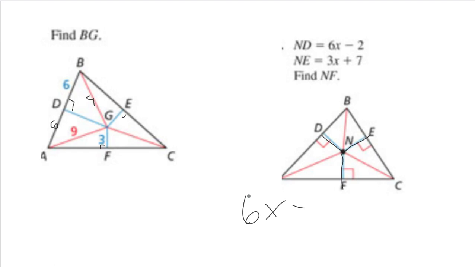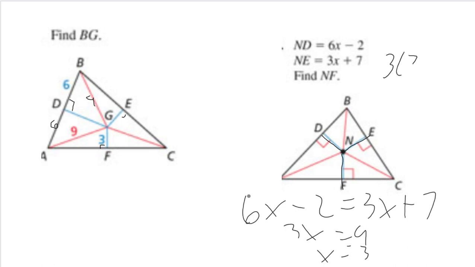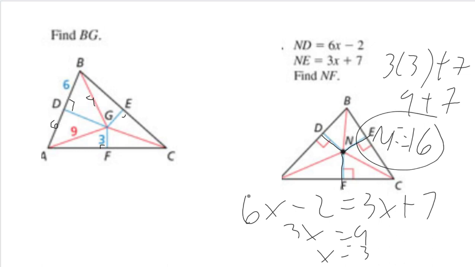So 6x minus 2 is equal to 3x plus 7. I get 3x is equal to 9, x is equal to 3. Plug it back in, and then I would get 9 plus 7, or 16. So NF equals 16.